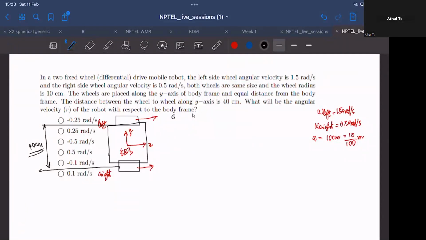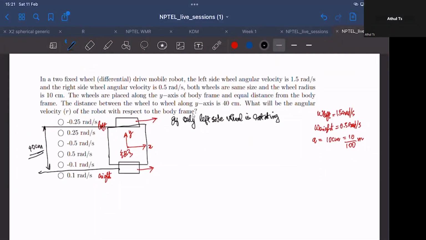So if only the left side wheel is rotating, how would we find out the angle? What would be the case in this case?